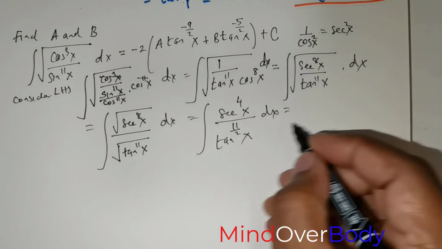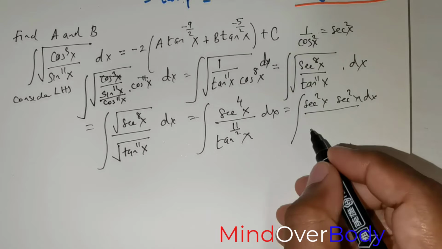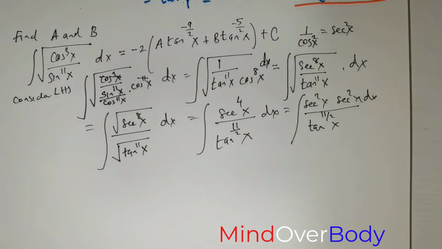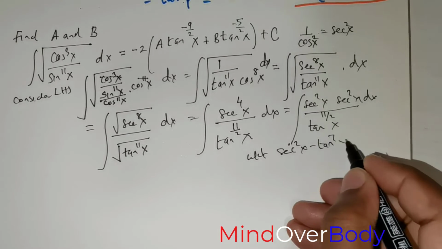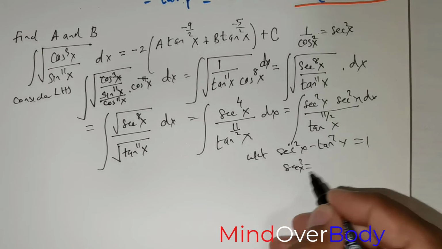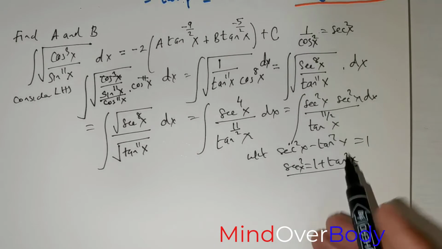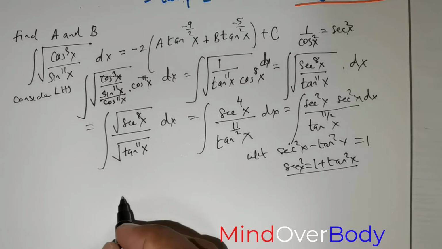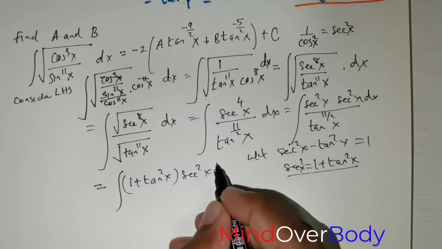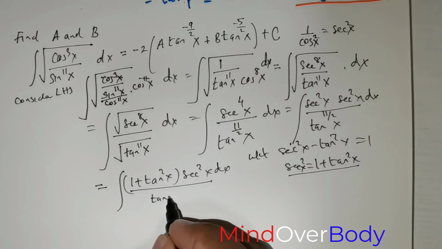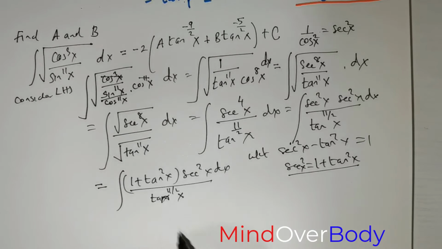Now I'm going to rewrite secant raised to the power of 4x as secant squared x times secant squared x times dx divided by tan raised to the power of 11 over 2 x. Now we know that secant squared x minus tan squared x is equal to 1, so secant squared x is equal to 1 plus tan squared x. So in place of one of the secant squared x, I will substitute 1 plus tan squared x. So this is equal to 1 plus tan squared x times secant squared x times dx divided by tan x raised to the power of 11 over 2.